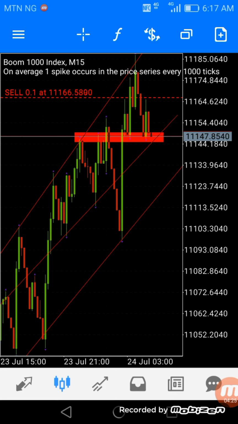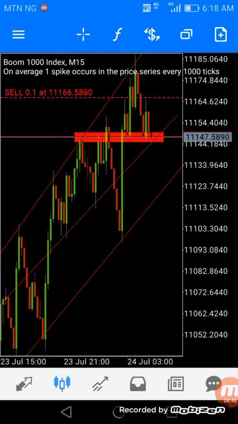Remember, you don't have to forget this. Trend line is one of the indicators that is mostly obeyed by Boom and Crash. Trend line, double top, valid pin bars. And you can see the result right now.